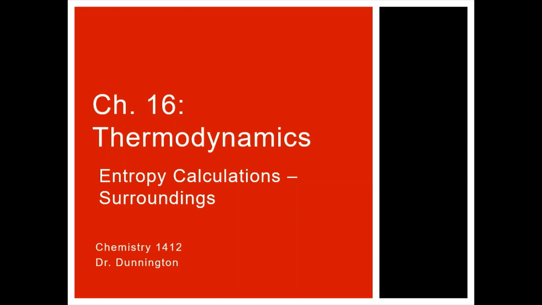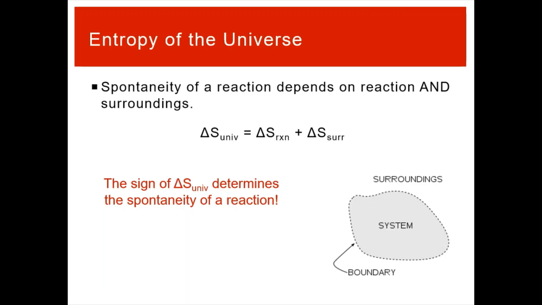Now we want to look at calculating the entropy change for the surroundings in a chemical reaction. So we've already looked at how to calculate delta S for the reaction. How did the entropy of those actual molecules change? We need to also get the delta S of the surroundings. How does our chemical reaction affect everything around it? Combining those will give us delta S of the universe, and the sign of that is going to tell us whether or not it's a spontaneous reaction.